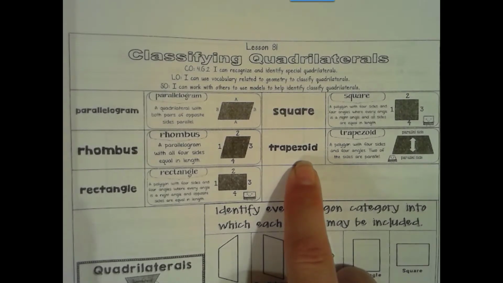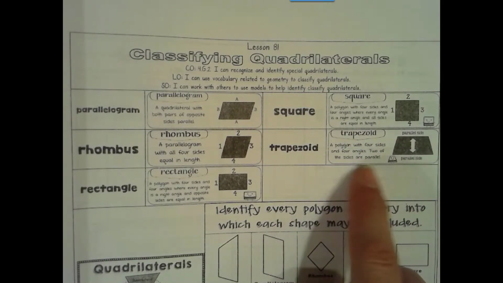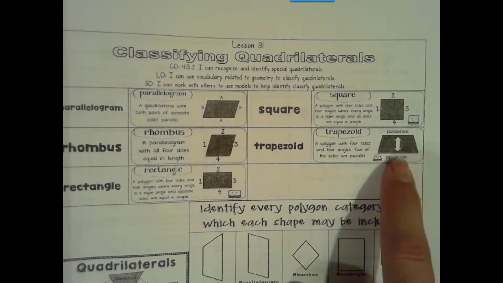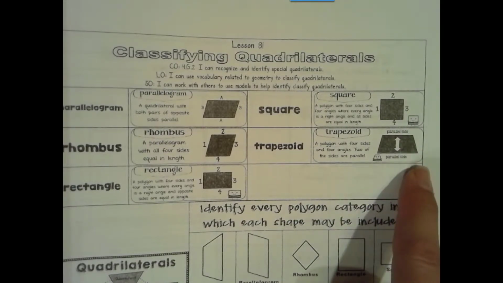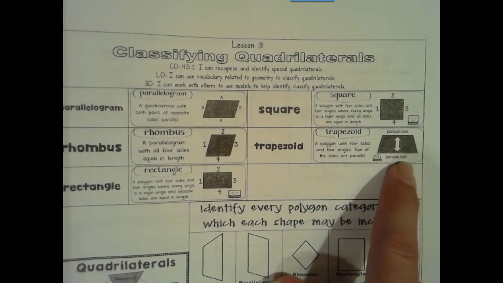Then we have a trapezoid. A trapezoid is a polygon with 4 sides and 4 angles. 2 of the sides are parallel. So in a parallelogram, opposite sides are parallel. In a trapezoid, only 1 pair of sides. Now oftentimes it'll be the top and bottom, but that's not always the case.